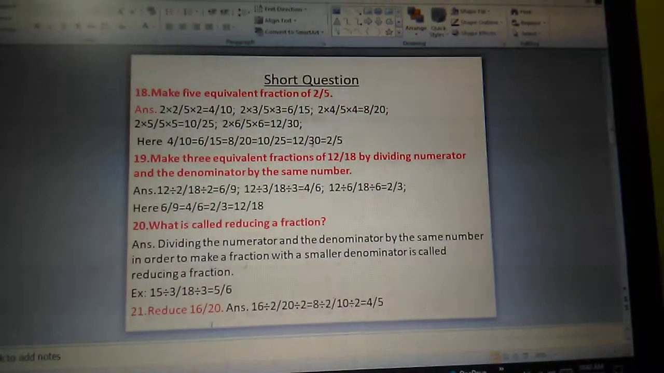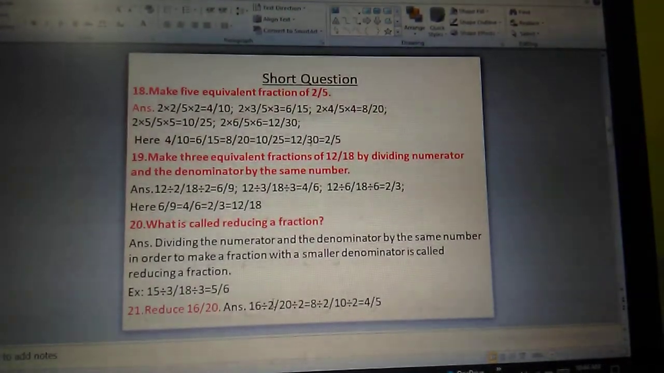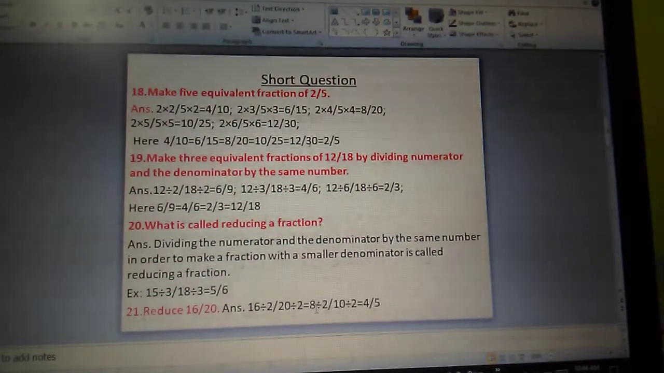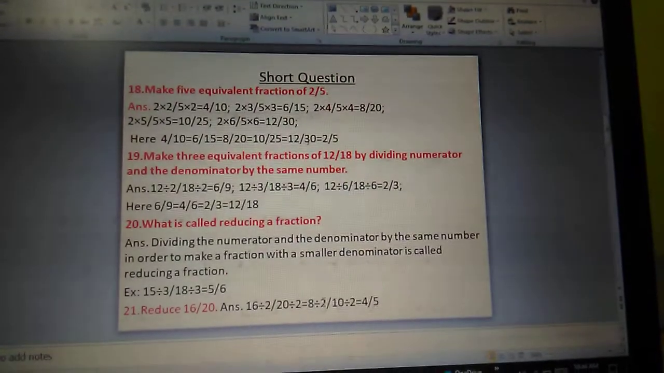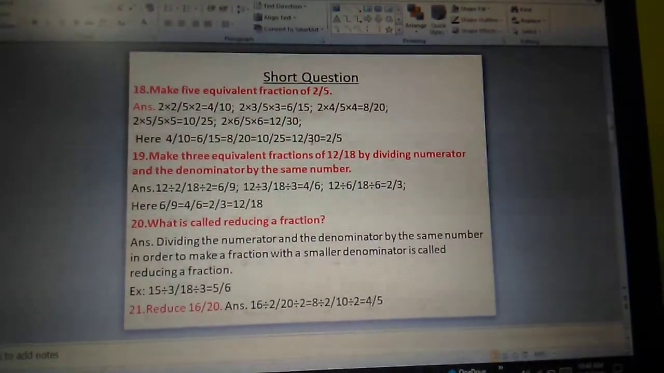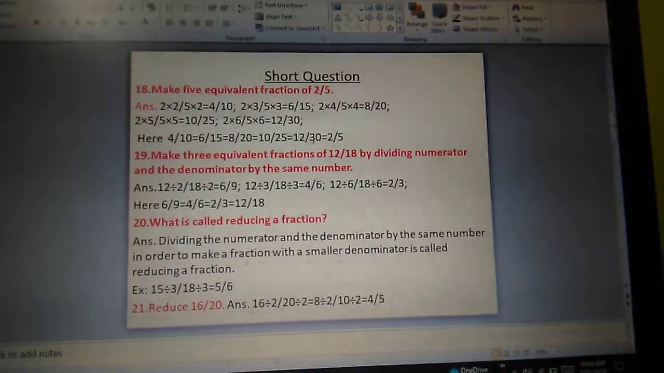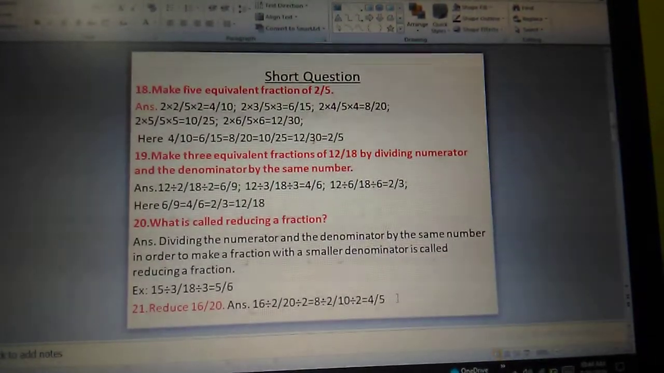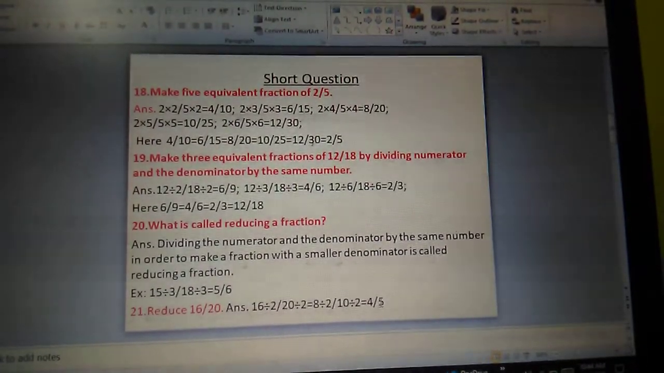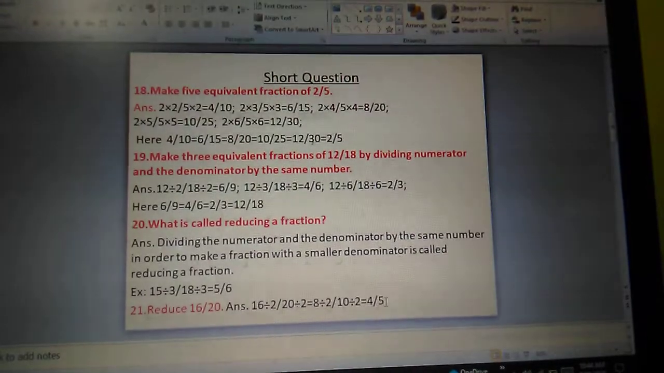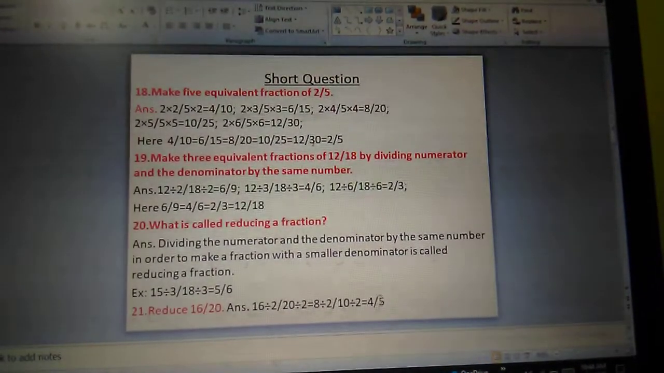Reduce 16 by 20. At first we divide it by 2, 16 by 2 and 20 by 2, then we get 8 by 10. Then we divide it again, 8 by 2 and 10 by 2, and we get 4 by 5. So it cannot be reduced anymore, because it is 4 and 5. There is no common factor by which we can divide 4 and 5.